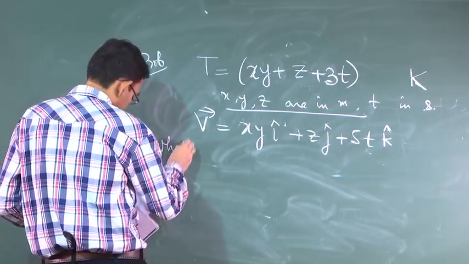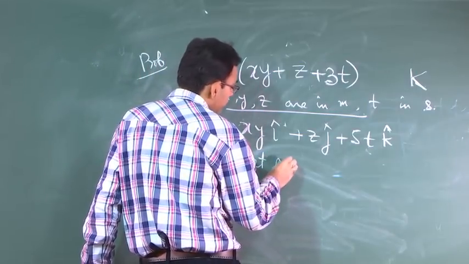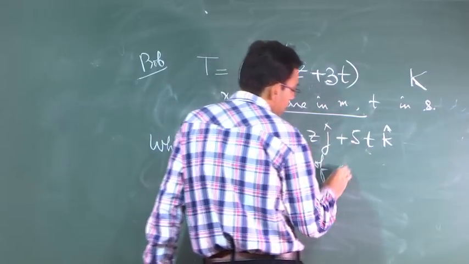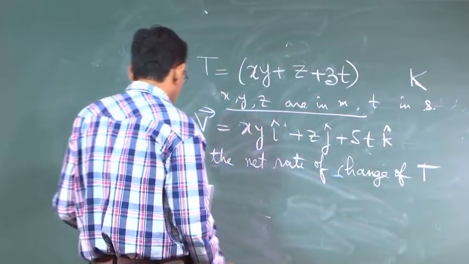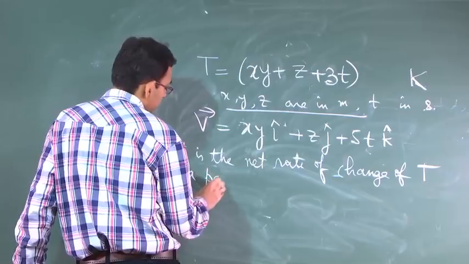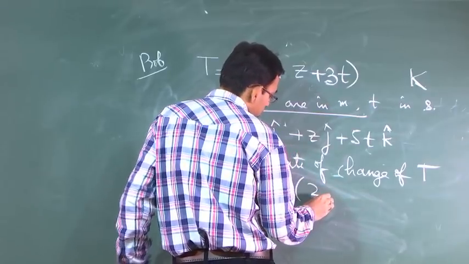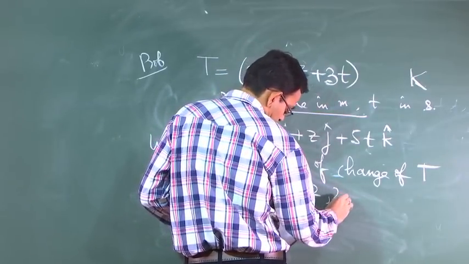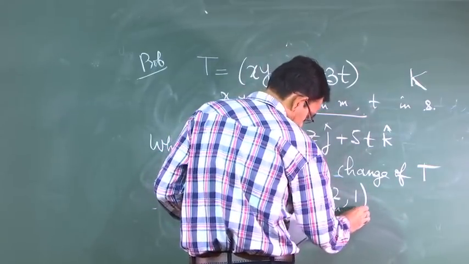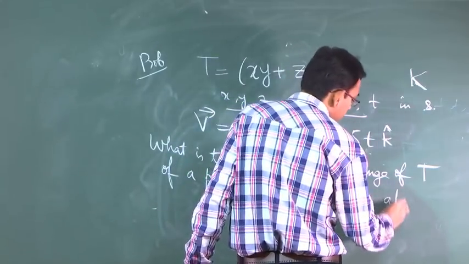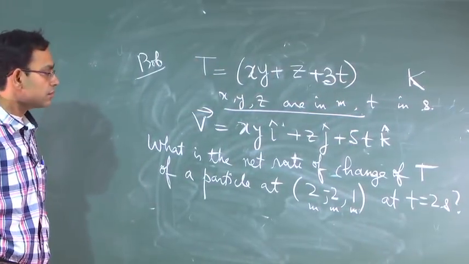The question is, what is the net rate of change of temperature of a particle at 2, minus 2, 1, all these in meter, at t equal to 2 second. Okay.